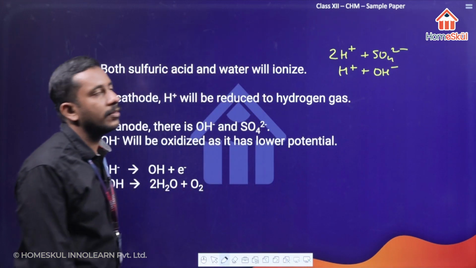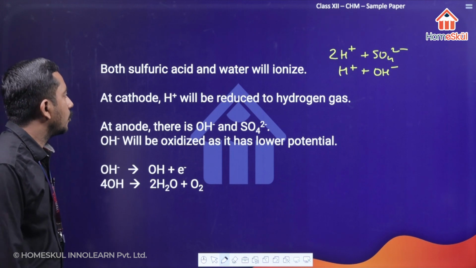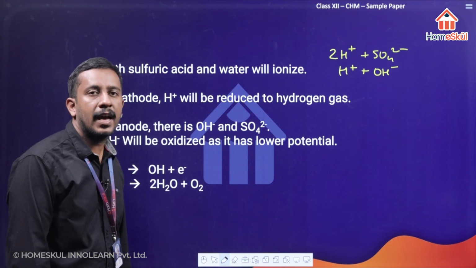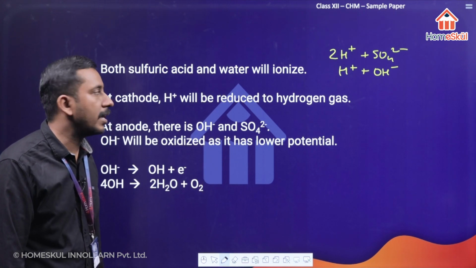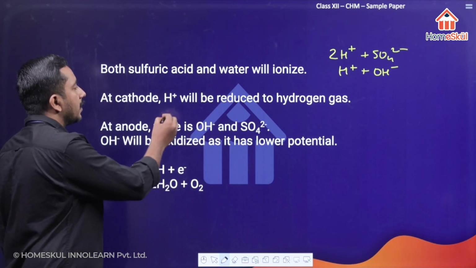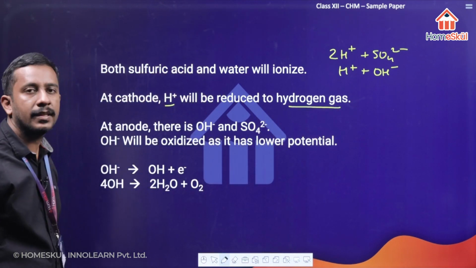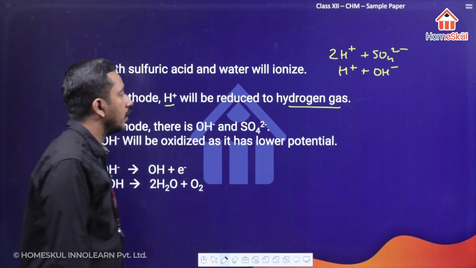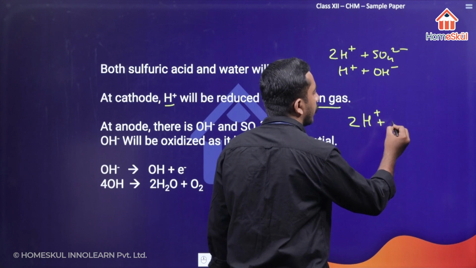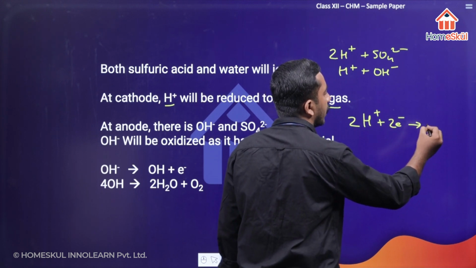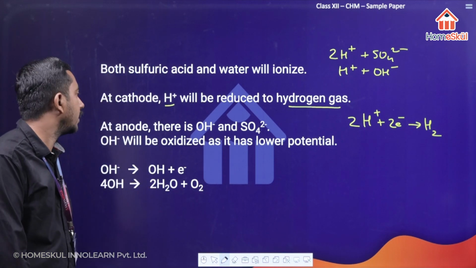So we have to see which are the reactions that are going to occur in the anode and cathode. Right? So at the cathode, the reduction reaction will be happening. So we'll have to look at only the cationic species. In this case, we have only H+. So at the cathode, the H+ that we have will be reduced into hydrogen gas. Right? So that will be the reaction that will be happening at the cathode. That means we'll have 2H+ that will attain 2 electrons and that will be converted into hydrogen gas. So that is the reduction reaction that is going to happen at the cathode.